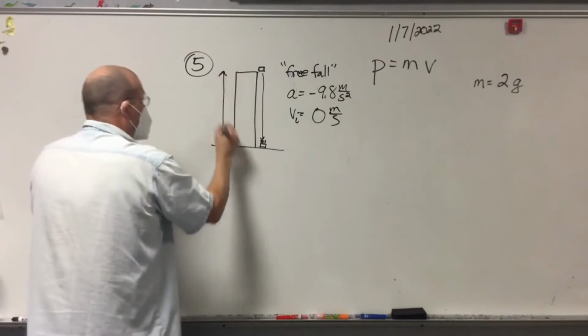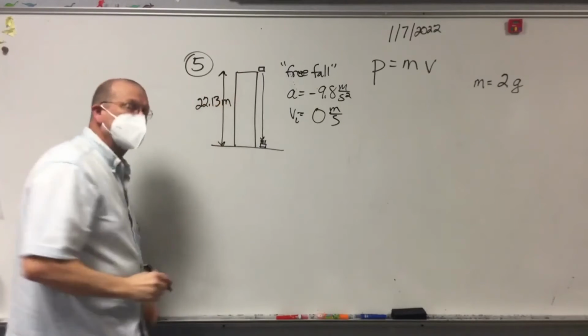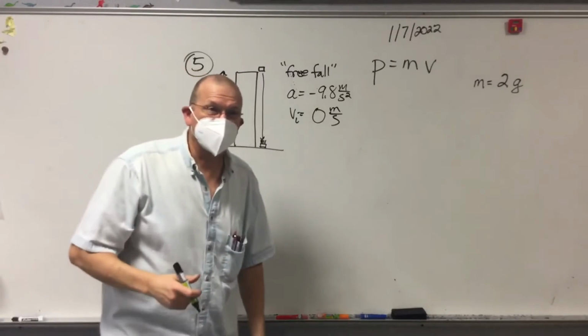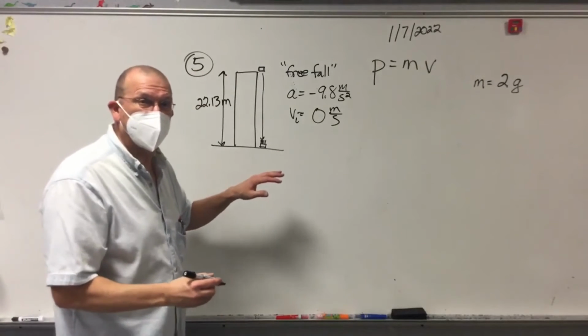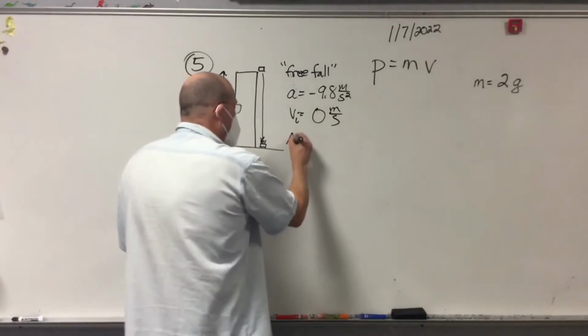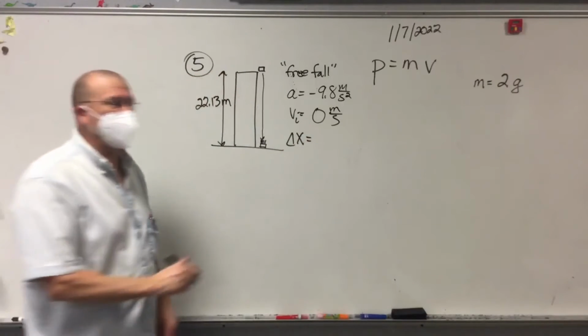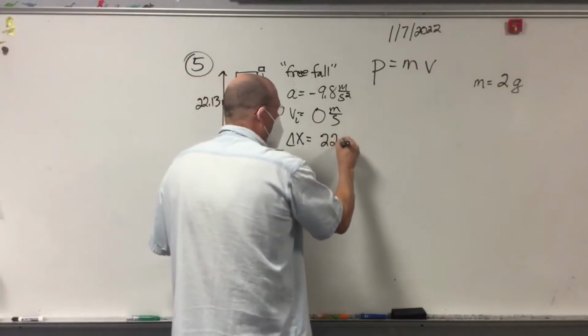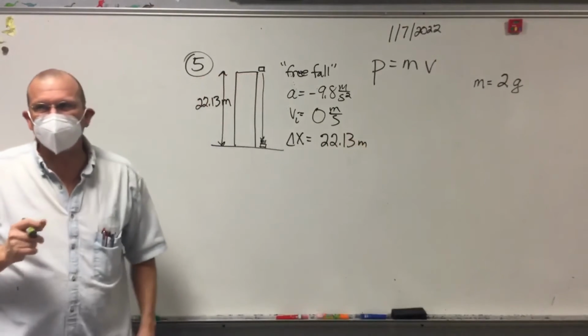They said this thing was 22.13 meters. It's a pretty tall Lego tower. Okay, what variable is that going to be? Delta X. Now I'm going to be really picky here. If I just put 22.13 meters, what's not 100% correct about that?